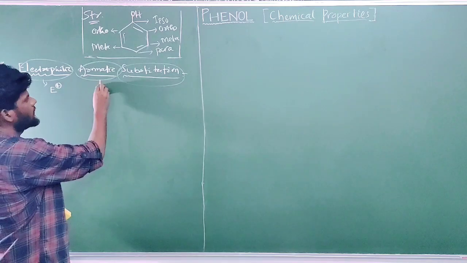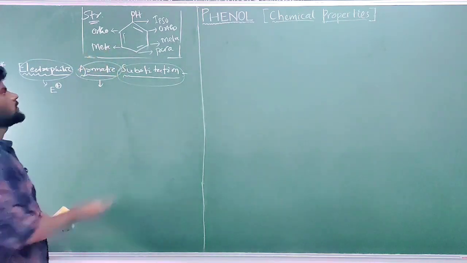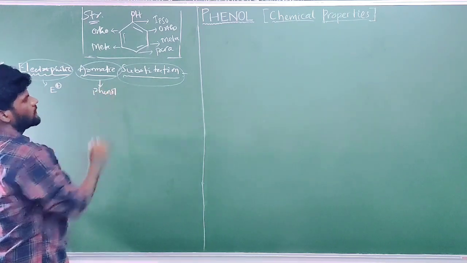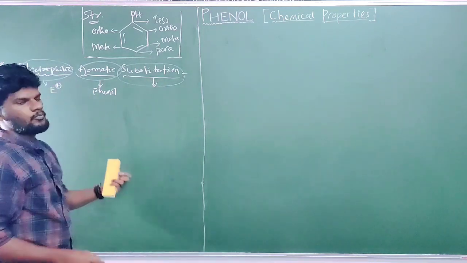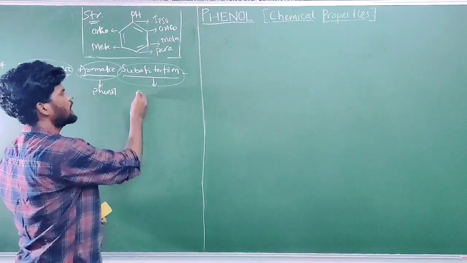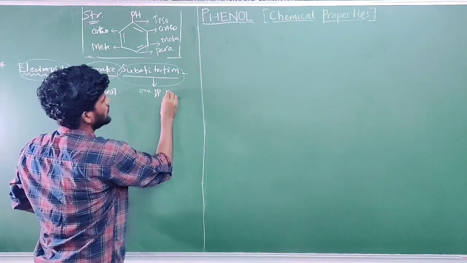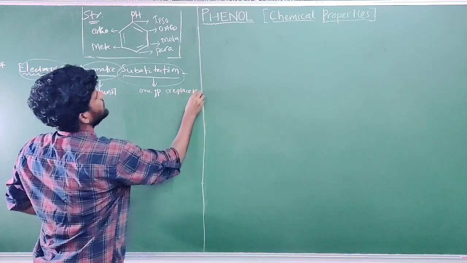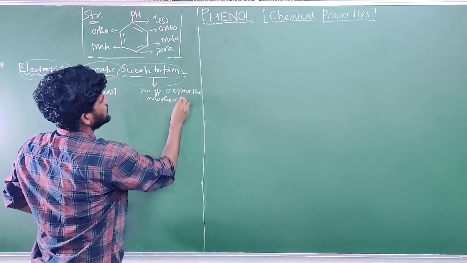And aromatic ring, the aromatic ring here is the benzene ring in phenol, so just write phenol, aromatic ring. And substitution means one group will replace another group. Write: one group replaces another group. This is the whole concept.